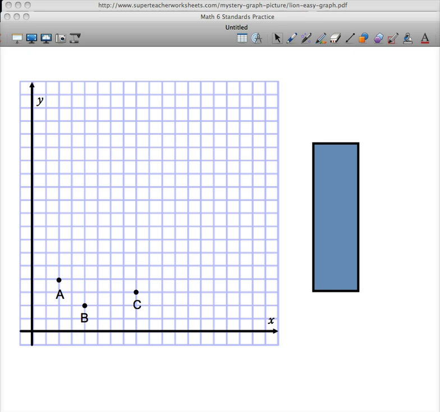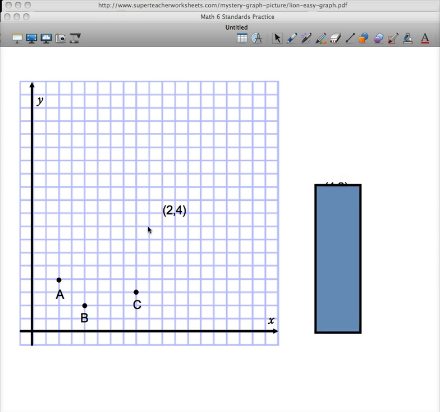Let's see if you can locate these points. This would be a good time to stop and pause because I'm going to go ahead and reveal the answers, but you can stop before I do that and check your own. Point A. From the origin, it is 1, 2 spaces on the x-axis and 1, 2, 3, 4 on the y-axis. If you said it's located at (2, 4), that's correct.